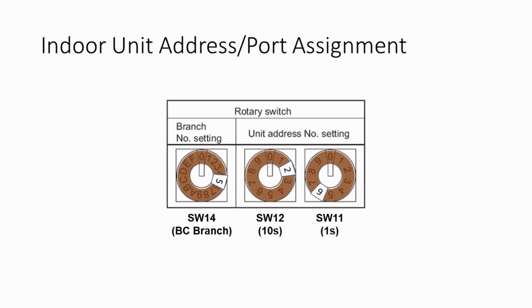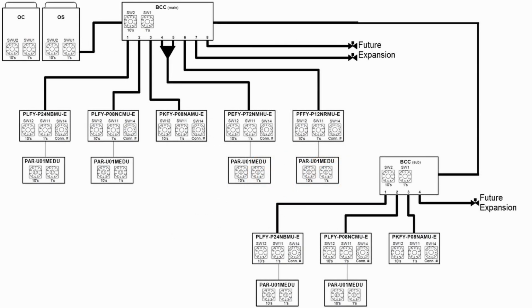It's important that the port assignment be set correctly so that the refrigerant can flow to the correct indoor unit when it's needed. When the indoor unit calls for heating or cooling, BC controller opens up that port that is set on SW14 to send refrigerant to that indoor unit. If that number is incorrect, it would send refrigerant to another indoor unit.